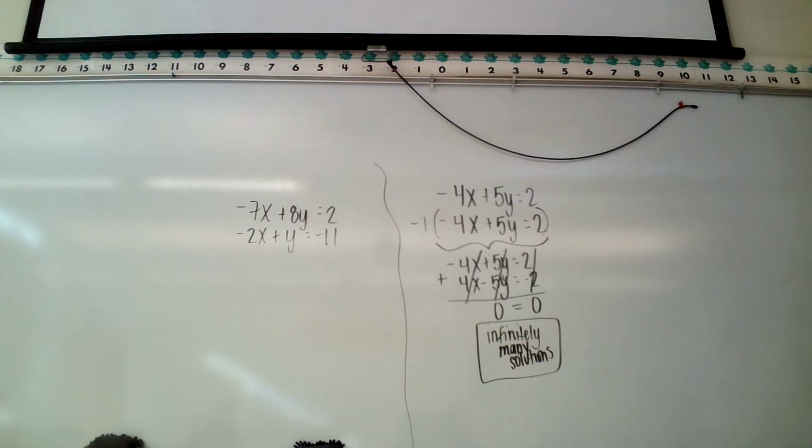But right now, if I added them, nothing would eliminate. It's not like the one we just did, because those numbers kind of matched and I just needed to change a sign. So I need to make one of them cancel.